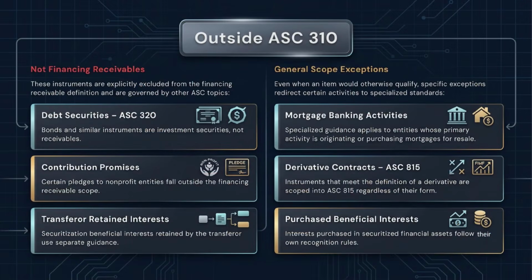The outside scope list is just as important as the inside scope list. Debt securities belong under ASC 320. Certain contribution promises follow non-profit contribution guidance. Transfer or retain interest in securitizations and purchased beneficial interests have specialized guidance. Mortgage banking activities and derivative contracts also move to specialized standards, especially ASC 815 for derivatives. Scope exclusions are not footnotes to ignore. They are warning signs that tell us not to force ASC 310 onto the wrong asset.